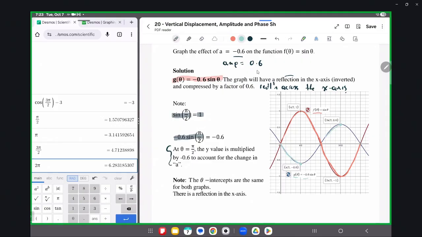And so we have a graph that will take on this shape. And again, this continues forever in both directions. Now, as a note, the x-intercepts, or the theta intercepts in this case, actually remain the same, because if you take 0 and multiply it by any value, you get 0. Hence, these will be the same. And so we end up with just a reflection across the x-axis.